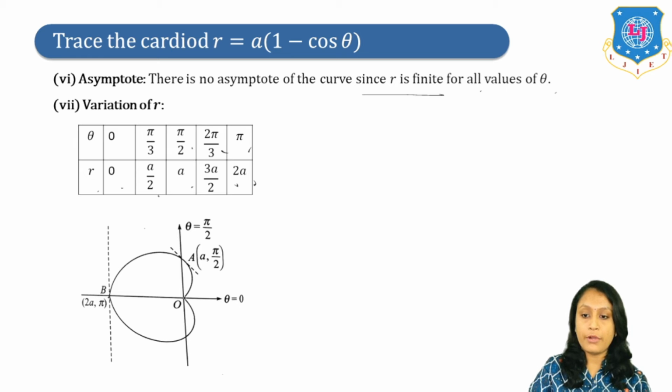Now at θ = 0, r is 0, so this is the point of intersection. Then at θ = π/2, r is a, so this is the point of intersection. At θ = π, r is 2a, so this is also a point of intersection. We have to join them like this. Also, we know that the curve is symmetric about the initial line, so we will have this portion also. In this way, we can trace the curve.